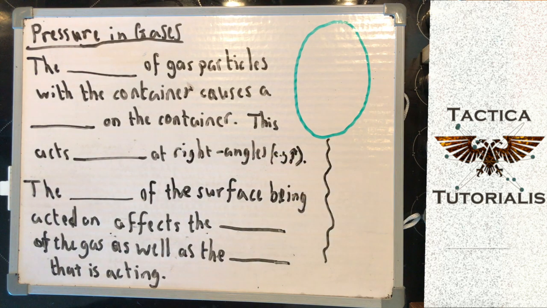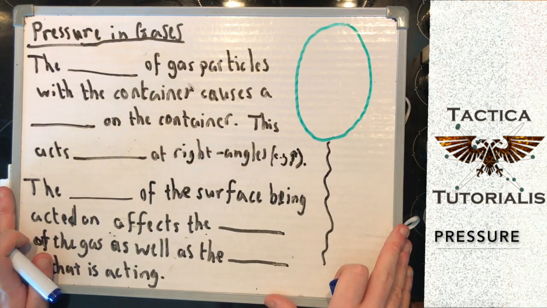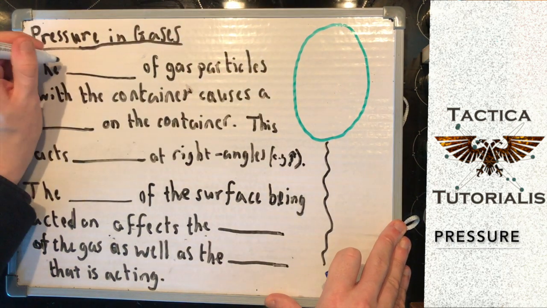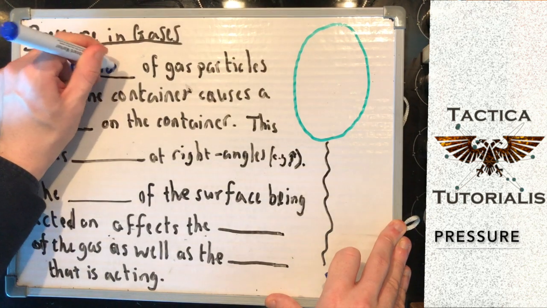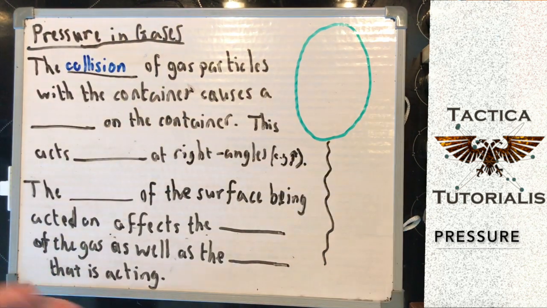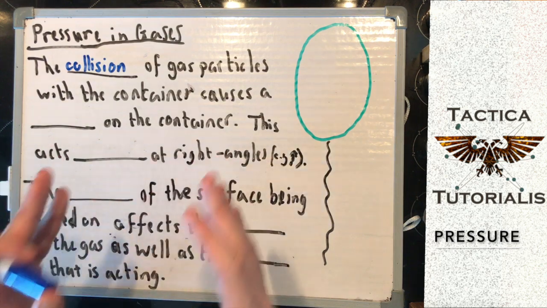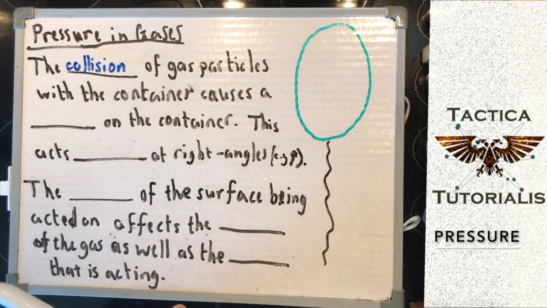All right, let's have a talk about pressure in gases. Where does it come from and how do we calculate it? So the first thing to make clear is something that we talked about in the starter, and that is the idea of collision. As we talked about in the starter, if the gas particles are moving around, as they do, they will bang into each other and bang into the container.